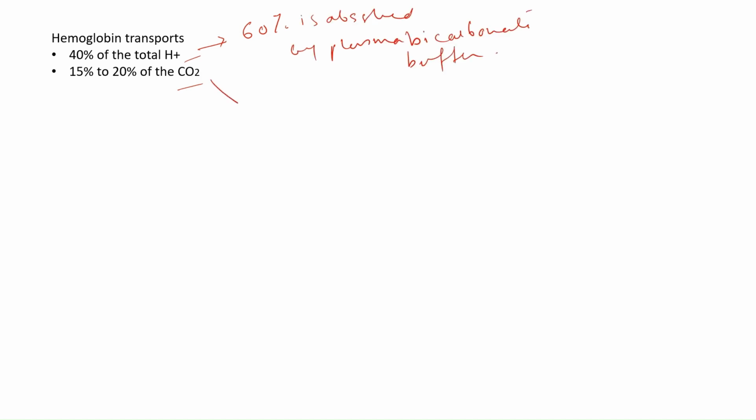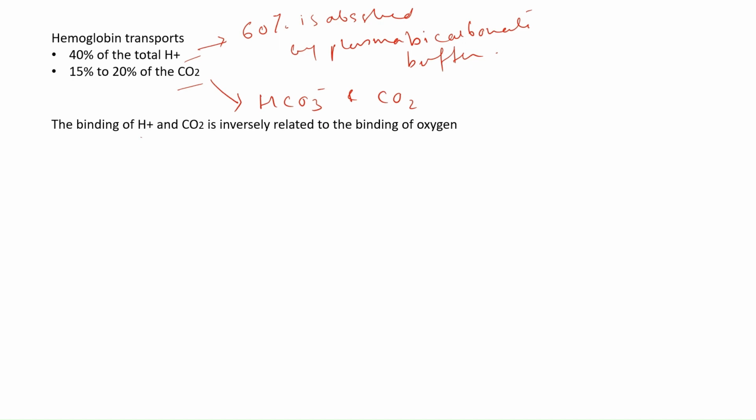Now, hemoglobin transports 40% of total H plus and 15 to 20% of CO2. What about the rest of the H plus? The 60% is absorbed by the plasma bicarbonate buffer. And what about carbon dioxide? These are transported as dissolved HCO3 minus and CO2. The binding of H plus and CO2 is inversely related to the binding of oxygen. That means wherever the concentration of H plus and CO2 is high, the hemoglobin will bind with H plus and CO2. To bind with H plus and CO2, it will release the oxygen. And when hemoglobin binds with oxygen, it will release H plus and CO2.